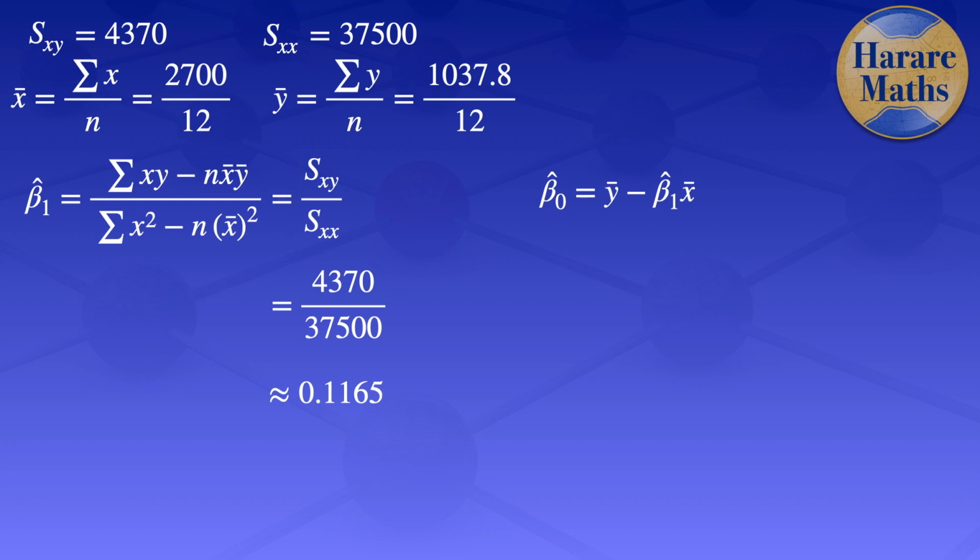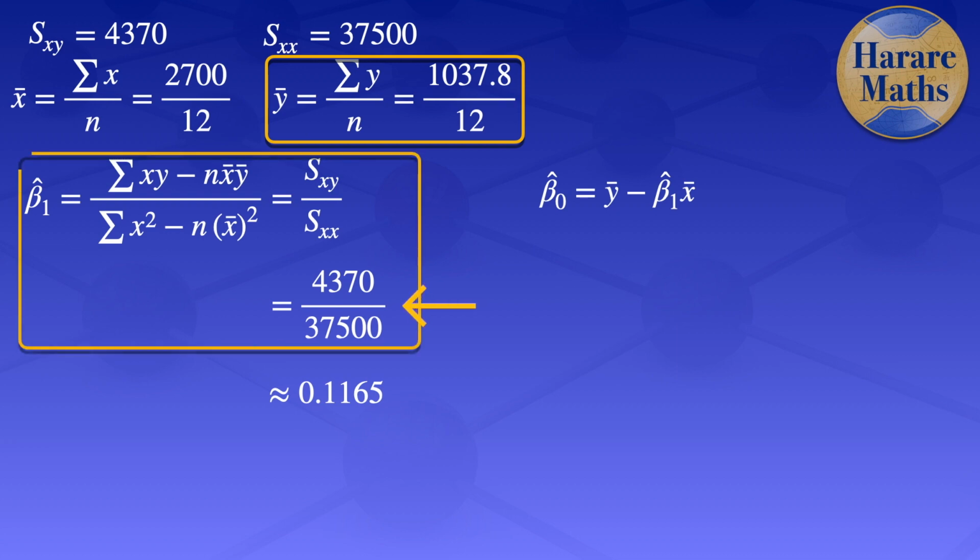We now go on and calculate beta naught hat. For beta naught hat, we'll be looking at the y bar. The y bar there is 1037.8 divided by 12, then minus the beta 1 hat that we've just calculated. I'll use the number that is not rounded, 4,370 divided by 37,500. That's our beta 1 hat. And then you substitute the value of the x bar, which is 2,700 divided by 12.